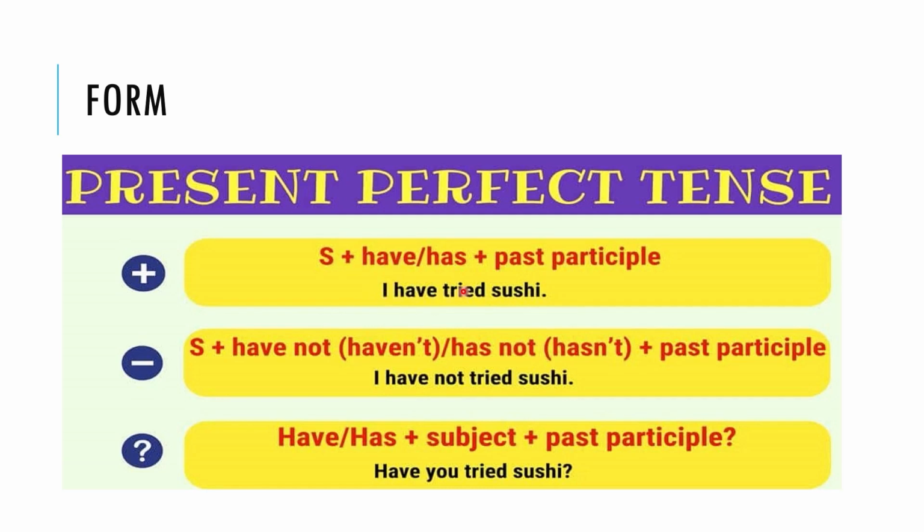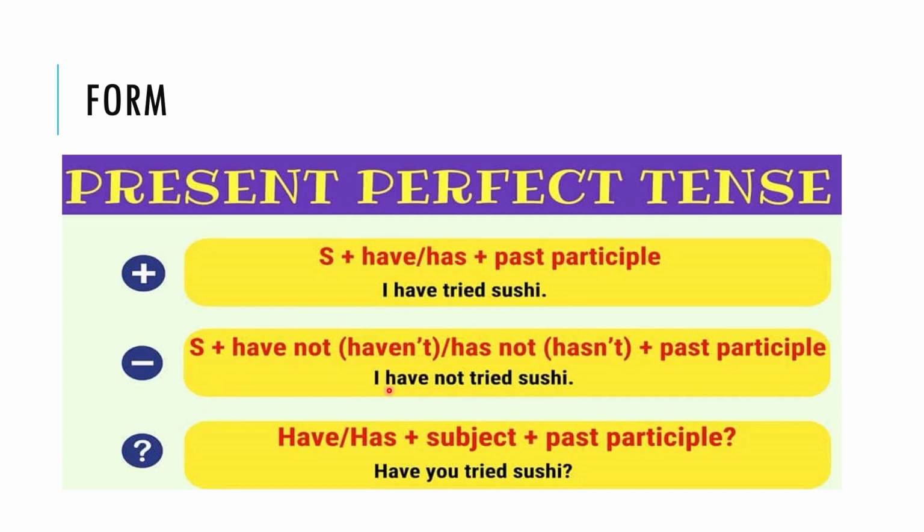Okay? I've tried sushi. Now tried is what? Try is the past participle, the third form of the verb. Have, and then this is the subject. Okay? And when we want to make them negative, we use subject, have not or haven't, has not or hasn't. Haven't is the short form of have not, and hasn't is the short form of has not, plus past participle. Okay? With the singular subject, we use hasn't, and with the plural subject, we use haven't.